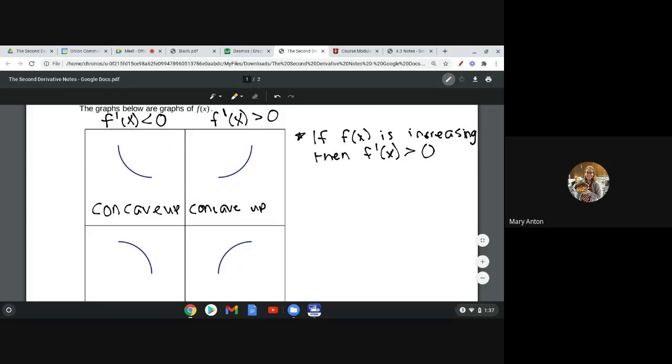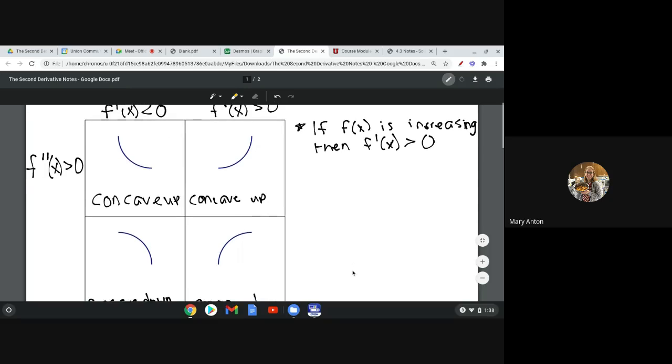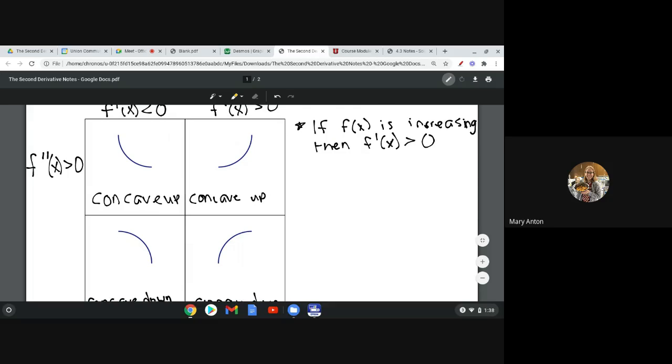Okay, y'all. And now our new concept for today is if your graph is concave up, that means your second derivative is positive. So in our rows, our 2 concave up functions, this means that our second derivative function is positive. It's larger than 0. Our functions that are concave down, that means the second derivative is going to be negative.